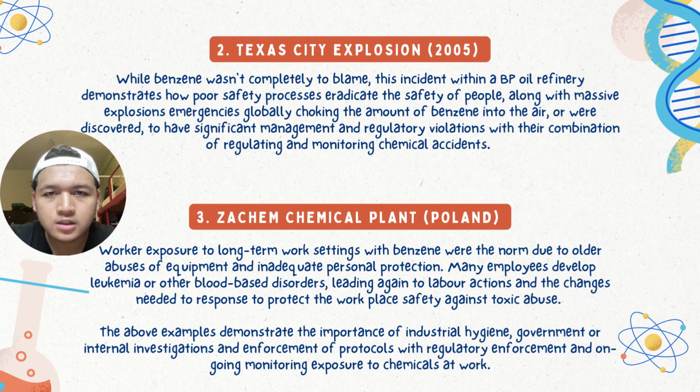Secondly, we have the Texas City explosion in 2005. While benzene wasn't completely to blame, this incident at a BP oil refinery demonstrates how poor safety processes eradicate the safety of people. Along with the massive explosion, emergency flaring released a large amount of benzene into the air, and the refinery was discovered to have significant management and regulatory violations in regulating and monitoring chemical accidents.